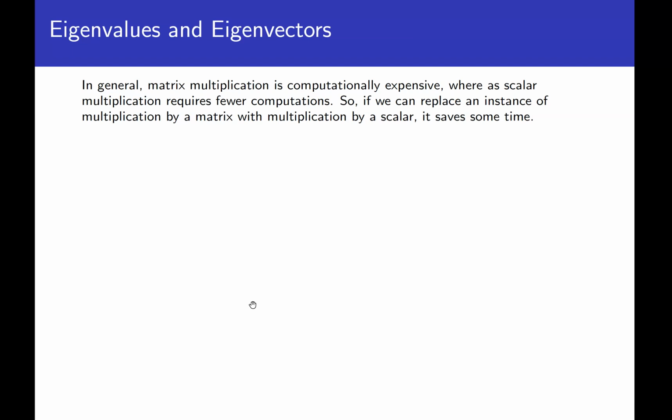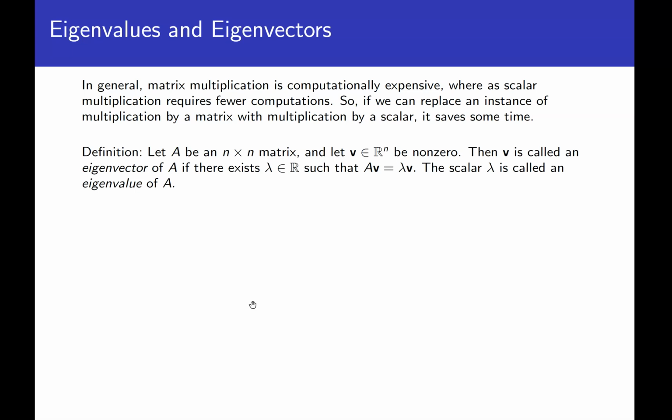So the idea behind this, or at least a motivating factor behind this, is that if we can replace an instance of a multiplication by a matrix with a multiplication by a scalar, it can save some time. And when I talk about saving time, I'm talking about matrices that are exceptionally huge, not the matrices that we'll typically deal with in class. But you can imagine that there are large-scale problems in linear algebra that involve large matrix multiplication to be done. So if you can replace it with a scalar rather than a large matrix multiplication, you save some computational expense.